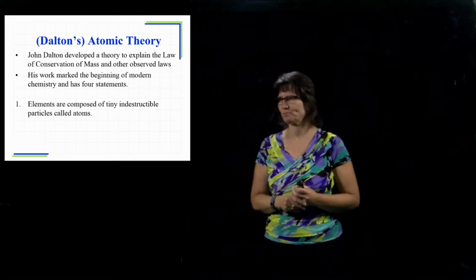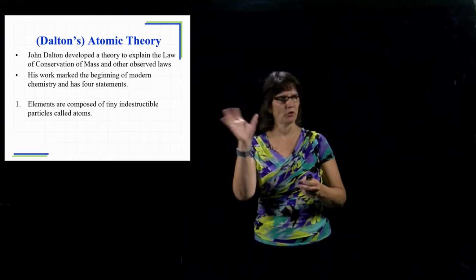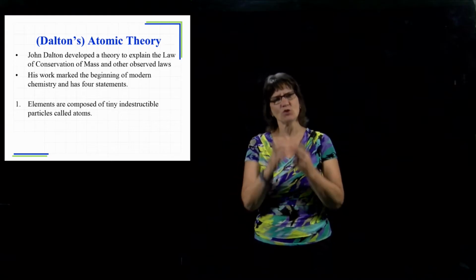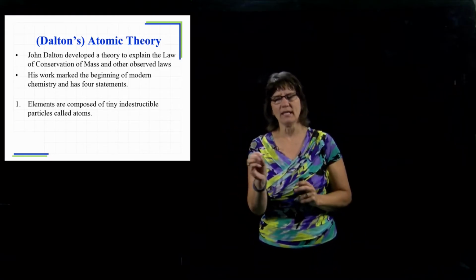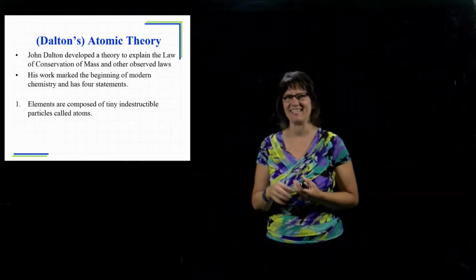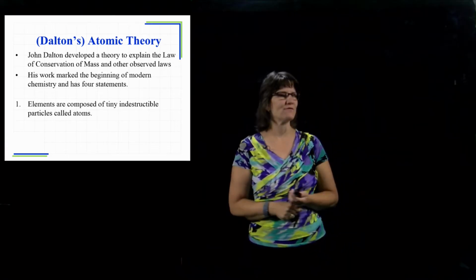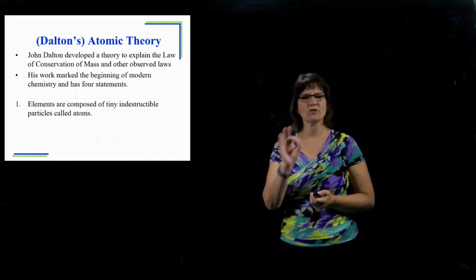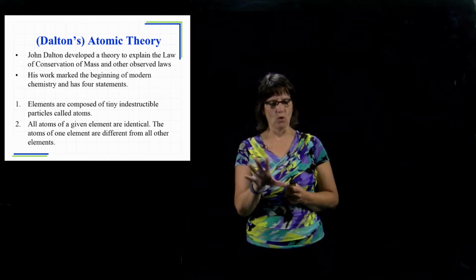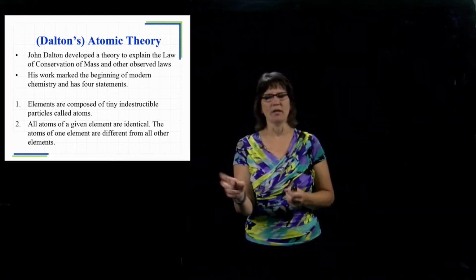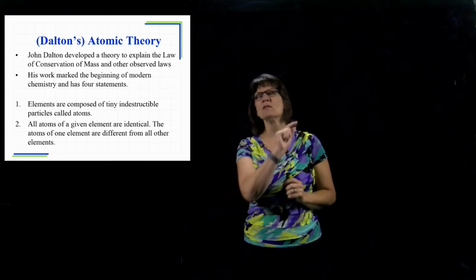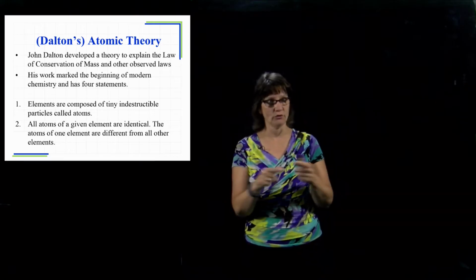Okay, so here's the first one. If you were to look at an element on the periodic table, for example, aluminum, what he stated is that an element can be broken down into tiny indestructible particles that he called atoms. So this was the beginning of this idea of these little pieces of atom. That was his first statement, that elements are composed of these indestructible particles called atoms. His second statement was that all atoms of a given element are going to be identical to each other. So if you have that piece of aluminum and you could break it apart into all of its little atoms, each one of those atoms would be identical to each other.